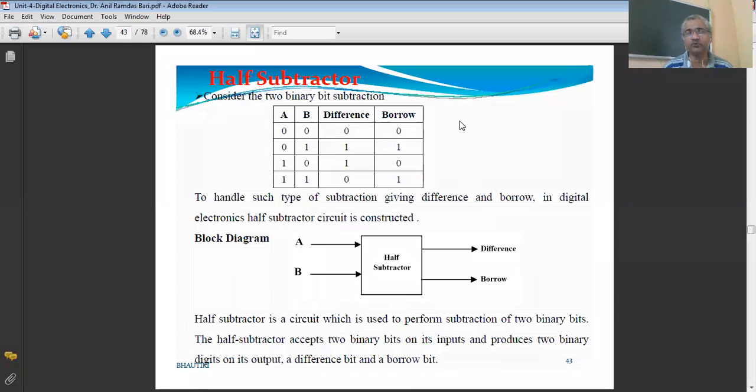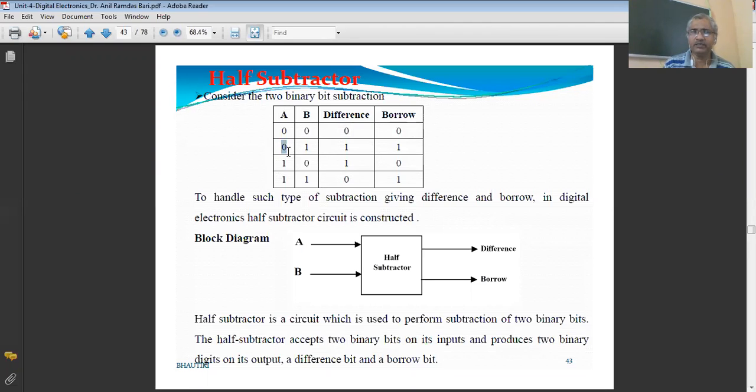Addition of 2 bits produces the sum and carry. In a similar fashion, subtraction of 2 bits will produce the difference and borrow. Let us take an example. Suppose A is equal to 0, B is equal to 0. If you want to subtract A minus B, so 0 minus 0 produces a 0 difference, and therefore there is no necessity to take a borrow.